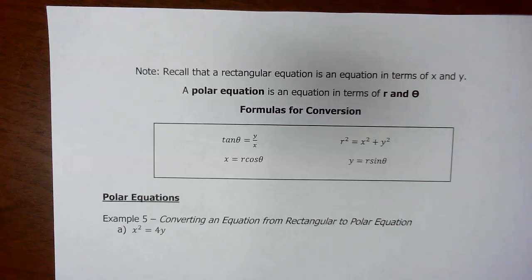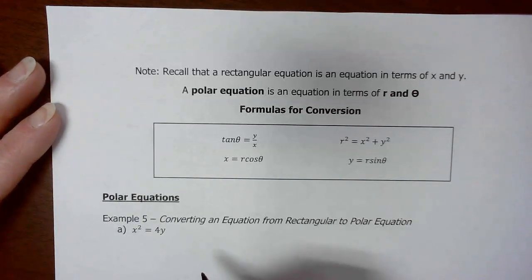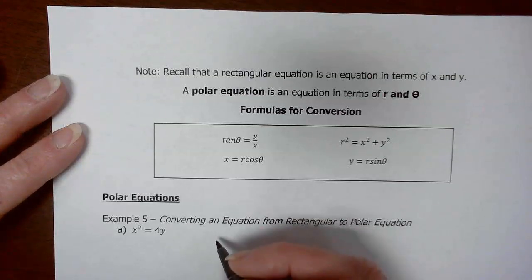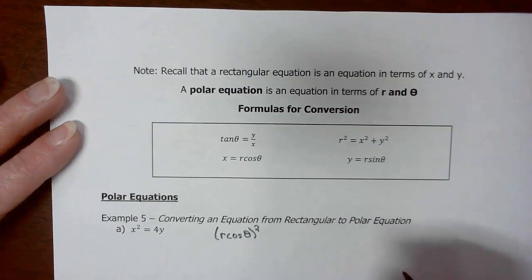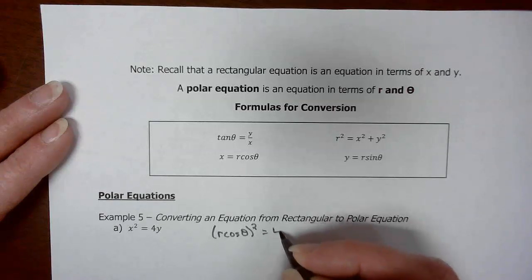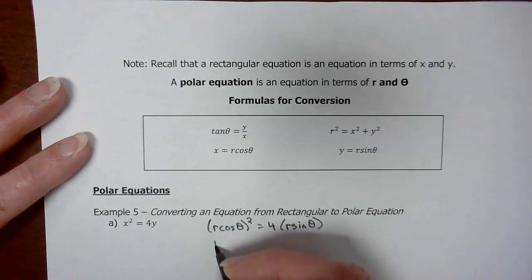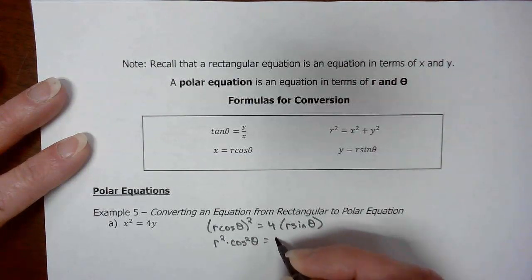Let's see, there's a couple of things I could do here. I could just replace everything: x is r cosine theta, and y is r sine theta. But now I'm supposed to solve for r, so I've got to be careful with doing that. Now I've got, let's see, I'd have to multiply those, square those.